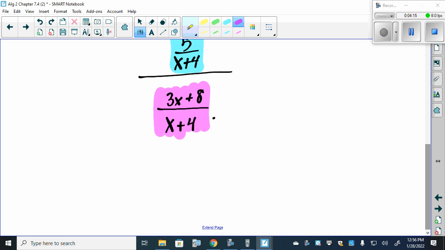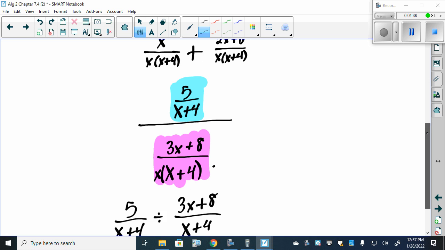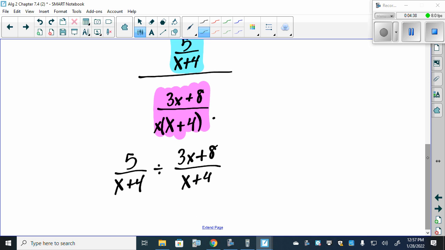So really what we're looking at now is 5 over x plus 4 divided by 3x plus 8 over, well, it should be x times x plus 4. Yeah, I dropped that x for some reason. Shouldn't have.